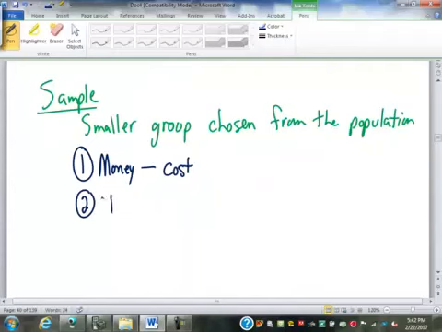The second one is time. Depending on how many voters are in that district, it could take a long time to contact every one of them. Now, I usually use the example of a presidential election. Well, that's nearly impossible. There are about 120 million registered voters in the United States. Contacting 120 million people and getting information from them is very difficult to do. It's costly, it's very time consuming.